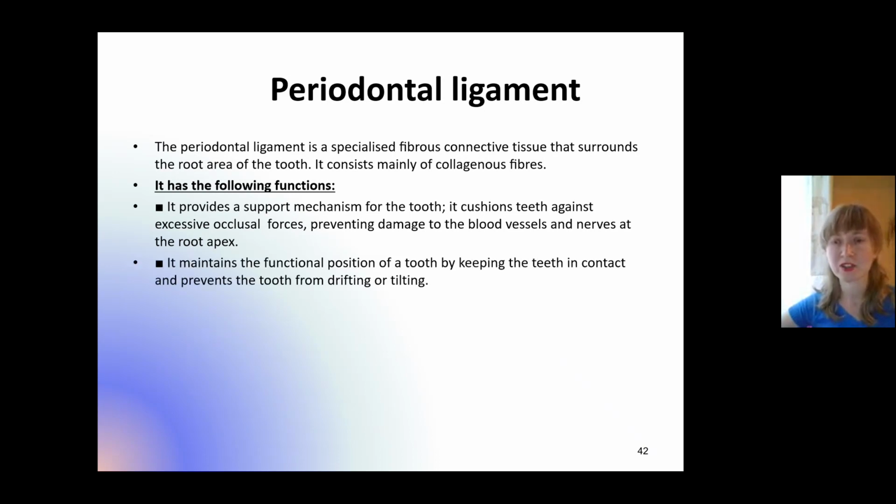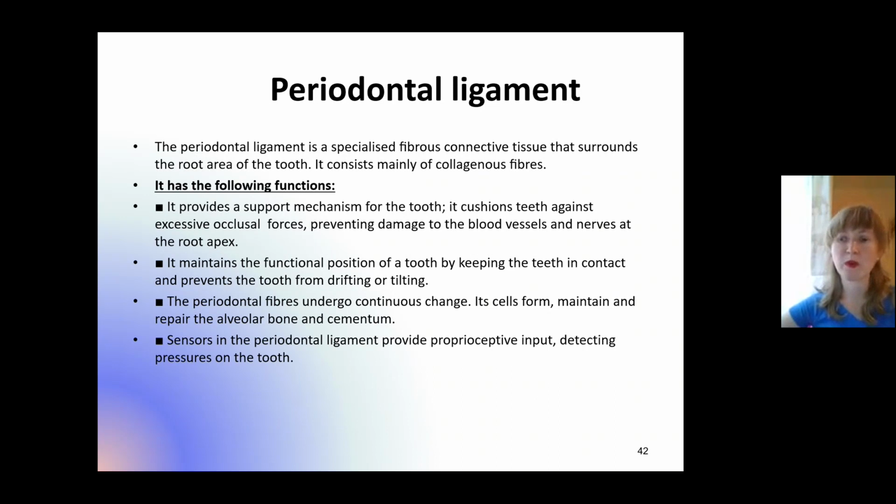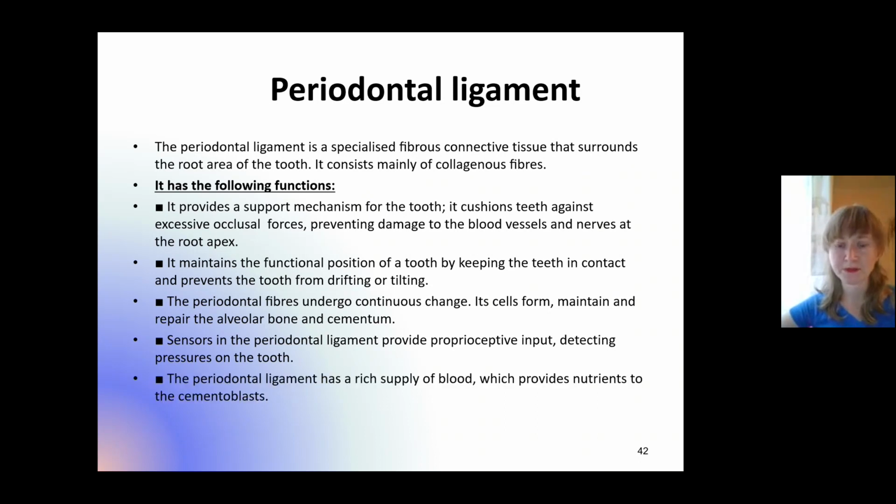It maintains the functional position of a tooth by keeping the teeth in contact and prevents the tooth from drifting or tilting. The periodontal fibers undergo continuous change. Its cells form, maintain, and repair the alveolar bone and cementum. Sensors in the periodontal ligament provide proprioceptive input, detecting pressures on the tooth. So it acts as a sensor organ. And periodontal ligament has a rich supply of blood, which provides nutrients to the cementoblast.